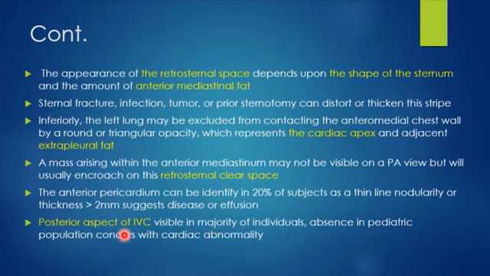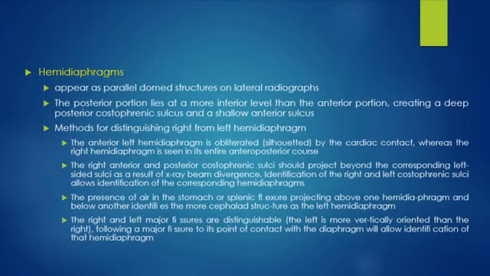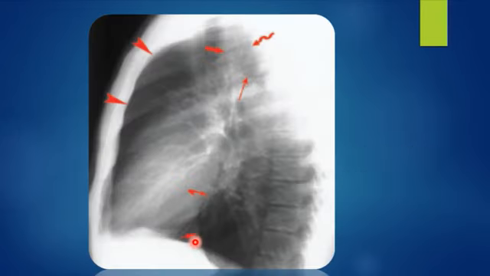Posterior aspect of the inferior vena cava is visible in the majority of individuals. Absence in the pediatric population occurs with cardiac abnormality. So the posterior aspect of the IVC on the lateral chest X-ray is very important to look for. If it is not there, there is a big problem. Let us pass to this one. This is the posterior aspect of the inferior vena cava. You should see it always.